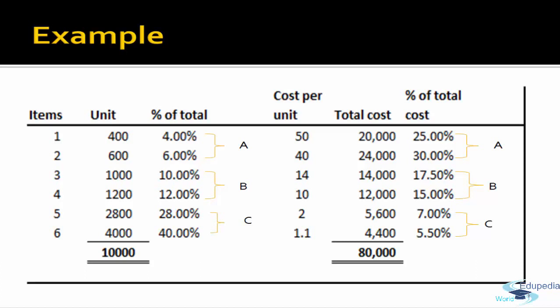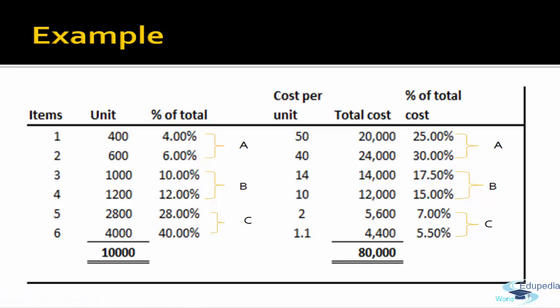Though the total cost is 80,000, item number 1 is 25% of the total inventory cost in the organization. Item number 2 is 30%. We computed for 3, 4, 5 and 6 also. So you observe that items number 1 and 2 have just 10% of the total stake in the organization, but consist of 55% of the total cost of inventory. Such items are considered as A category.